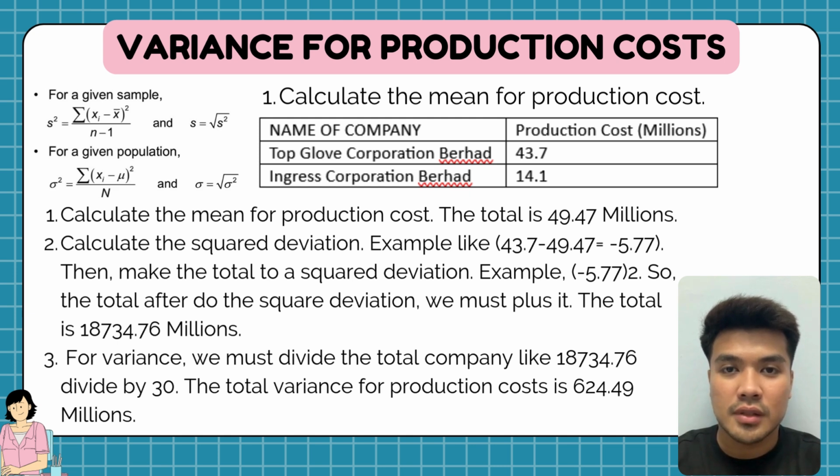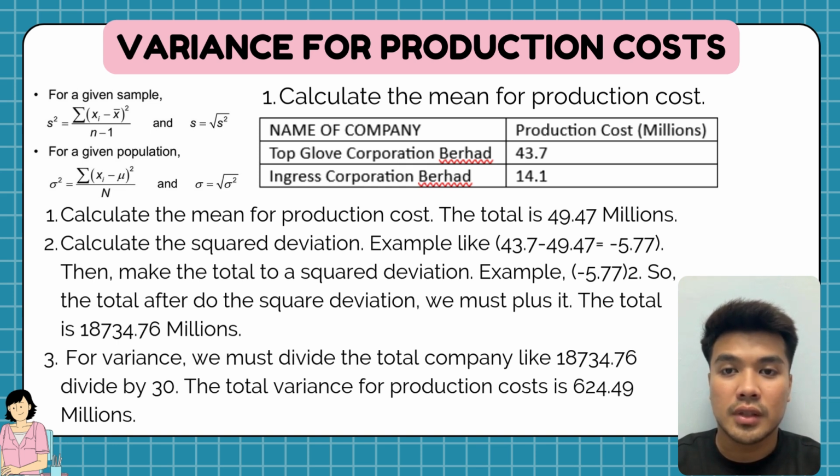Variance for production costs. To calculate the production cost variance, we need to take the mean value. The mean value is 49.47 million. Second, calculate the squared deviation. For example, 43.7 minus 49.47 equals negative 5.77.